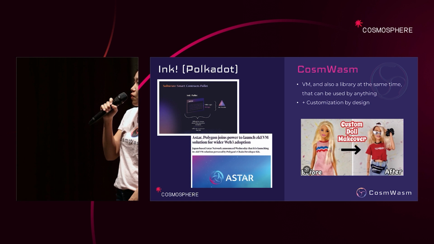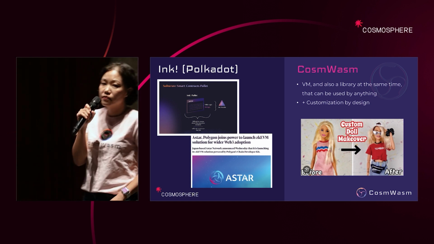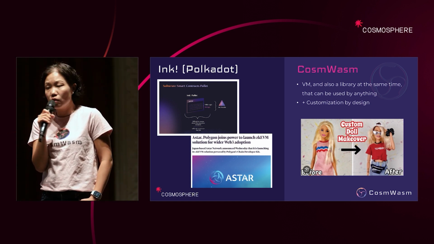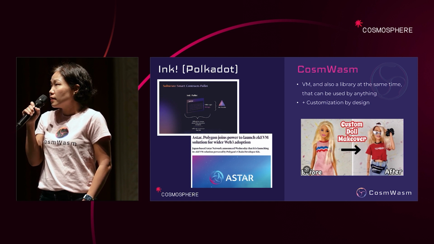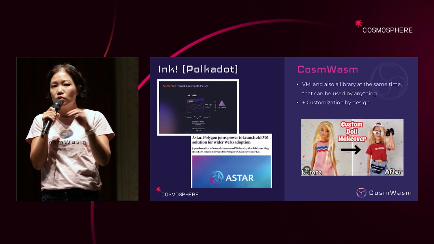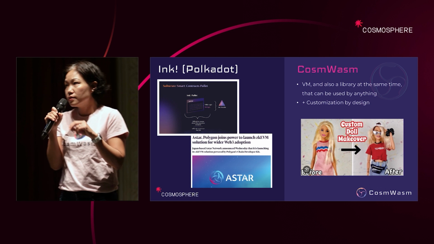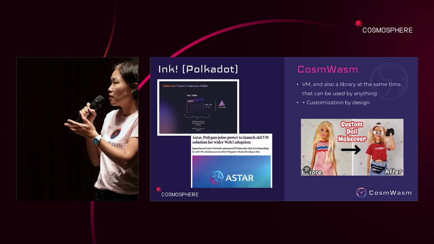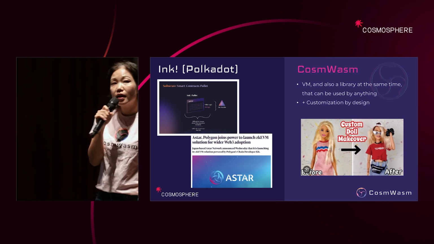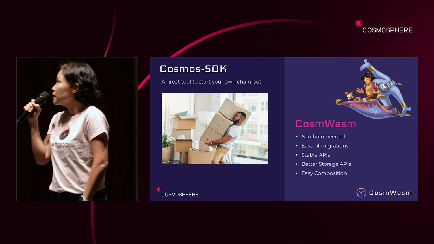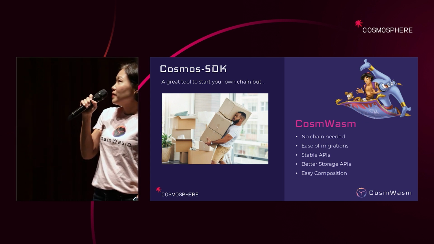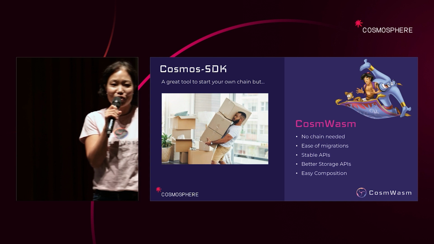And there's also a smart contract specific chain called Astar on Polkadot stack. And they enable both EVM and Wasm, but recently they're focusing more on EVM. Next slide, please. So yeah, how about the comparison with Cosmos SDK?